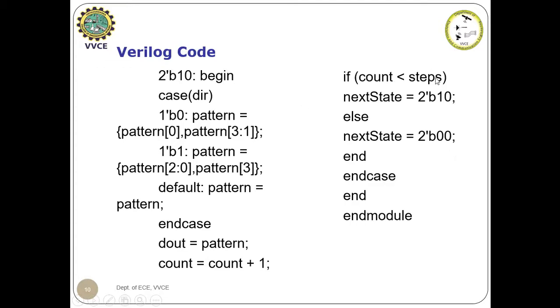This means I have to stay in the state of left shifting and right shifting operation based on the step value. If it is not matching, then I have to return back to the next state 2-bit binary 00. That's all about the stepper motor experiment.